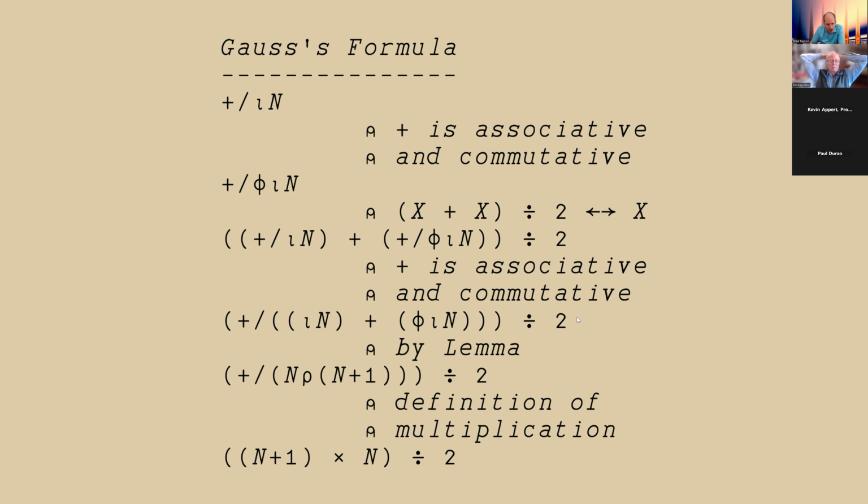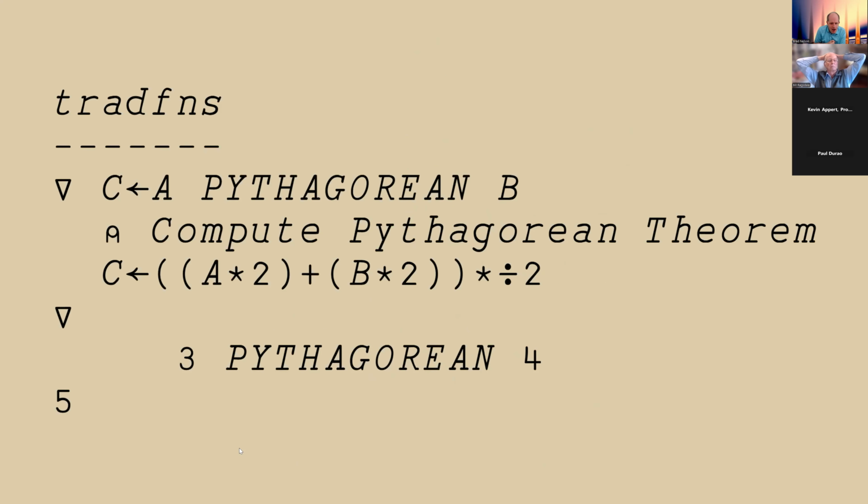And then we can apply that lemma that we just proved to transform this into n-shaped n instances of n plus 1, and the summation of that divided by 2. And then this is just the definition of multiplication, right? If you have the sum of n plus 1s, that's the same thing as n plus 1 times n. And so there we've shown Gauss's formula. Notice we're proving a mathematical idea here, but we're using a notation that is also simultaneously a programming notation.